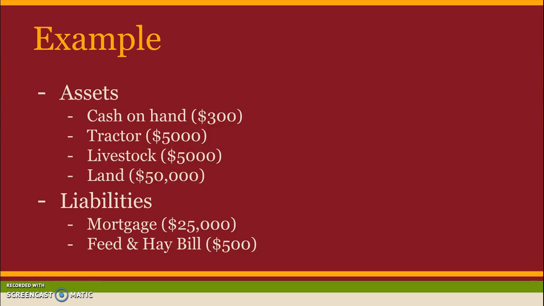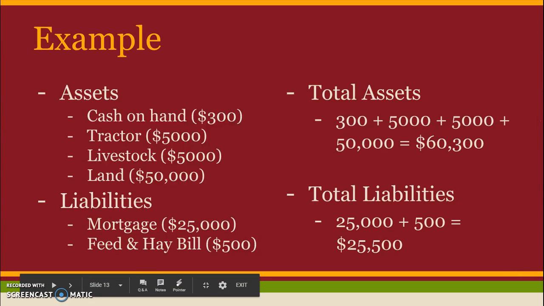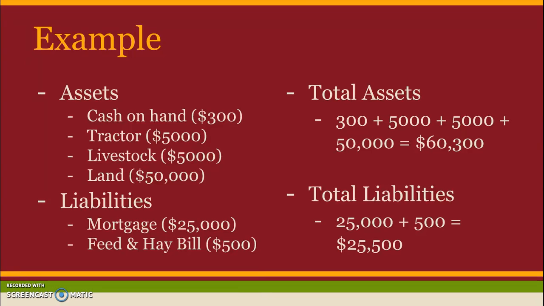So to find your total assets, you would add all these together, and to find your total liabilities, you would add those together, which for total assets gives you a total of $60,300, and for total liabilities gives you a total of $25,500.